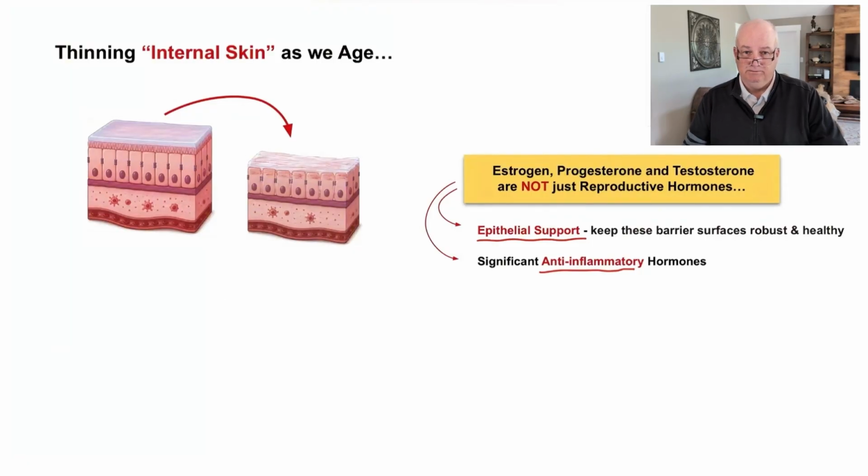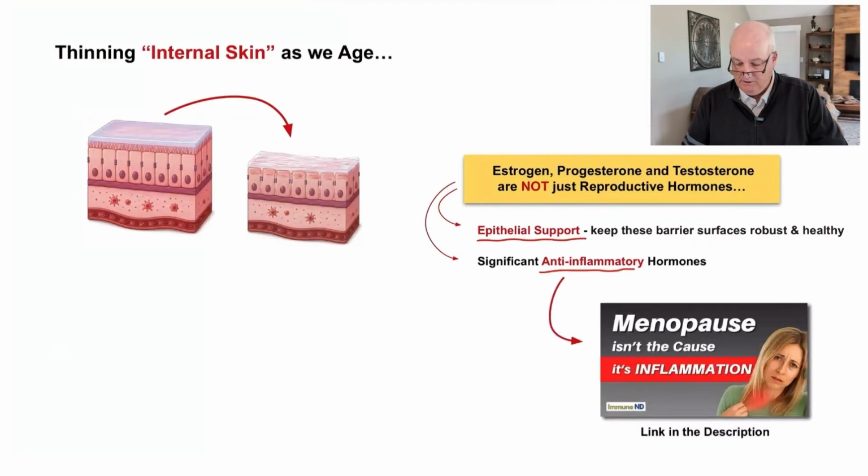I have a separate video just on this menopause, andropause hormone impacts with respect to inflammation. There'll be a link in the video description below. It's called Menopause Isn't the Cause, It's Inflammation. This applies to both men and women. It's not just for women. These sex hormones fall in both of us, and the impacts on these tissues happen in both of us as well.